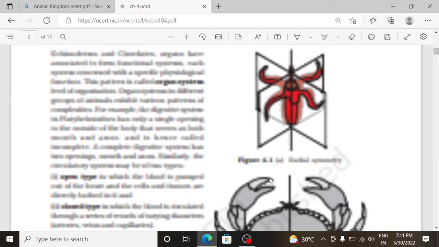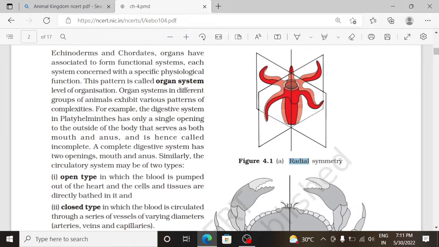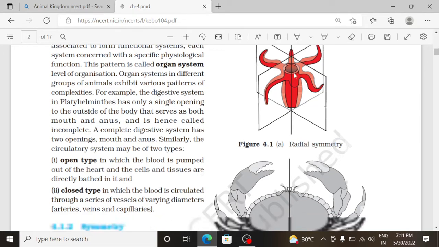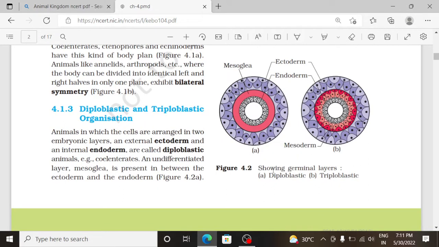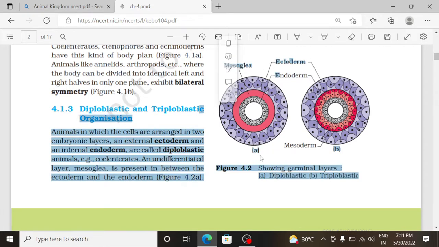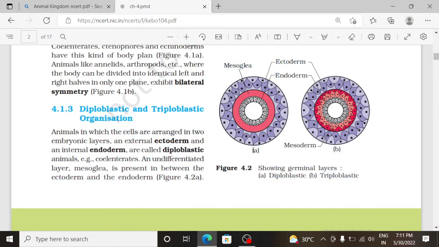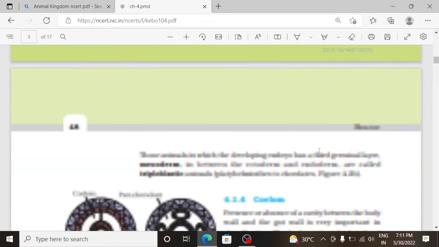Okay, I got it. So this is the radial symmetry. Can you see it? It is the radial symmetry, and this is the bilateral symmetry. And this is shown as the germinal layers. The A diagram is diploblastic and the B diagram is triploblastic. So A diagram has mesoglea, ectoderm and endoderm, and the triploblastic has first ectoderm, then mesoderm, and then endoderm.